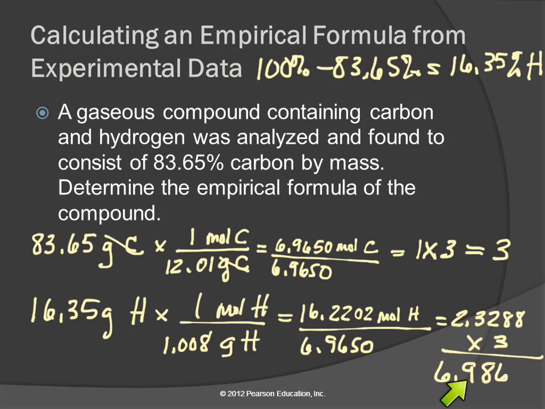The guideline is that it needs to be less than 0.2 from a whole number. So if it was between 6.8 and 7.2, you could round it to 7. But you can't just go rounding things willy-nilly. So this we can round now to 7. So here we've got 3 and 7. Those are the subscripts in the formula for this compound. Carbon is 3 and hydrogen is 7.